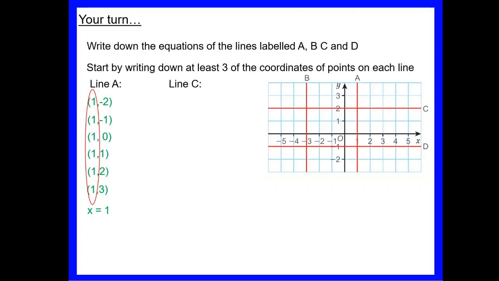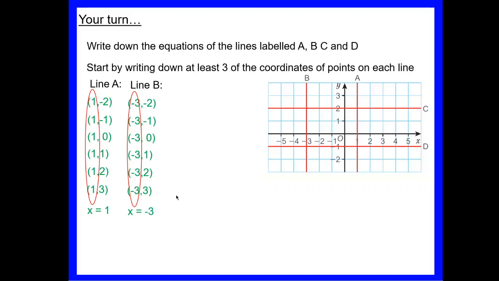Line B, oh, excuse me, I don't know why line C's come up, but we'll go back and do line B first. So line B then, you could have any of these points. So again, you should have 3 of those points there. If we look at those, then we can see that the x coordinate is -3 all the way down. So we're going to call that one x equals -3. And you can see if you look at line B, it's going through -3 on the x-axis there.